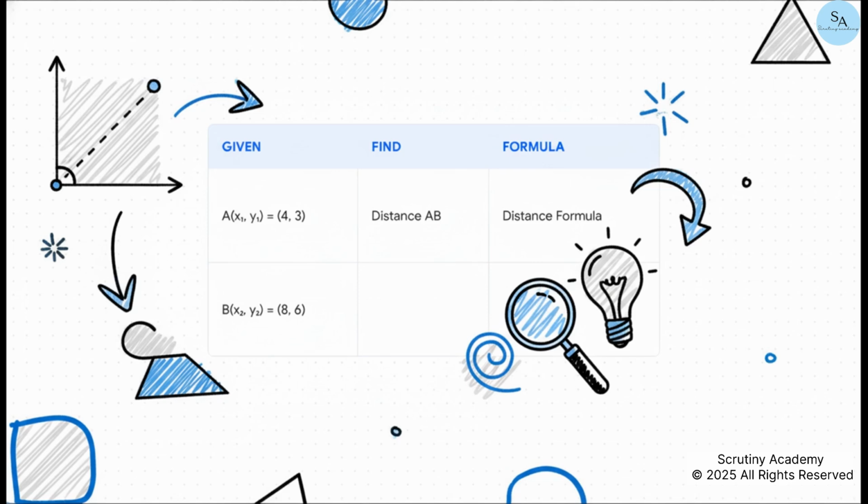Point A, that's our x1, y1. Point B, that's our x2, y2. What do we need to find? The distance. And which formula connects what's given to what we need? The distance formula, of course. This simple table stops you from making silly mistakes.